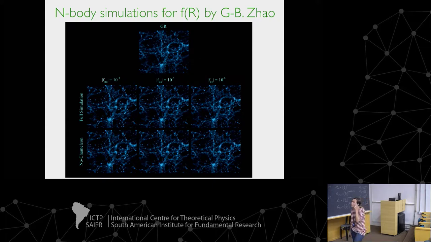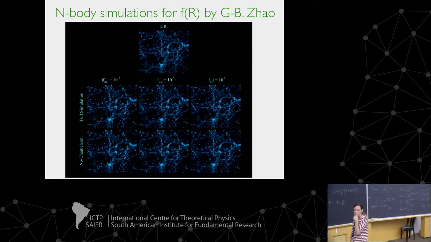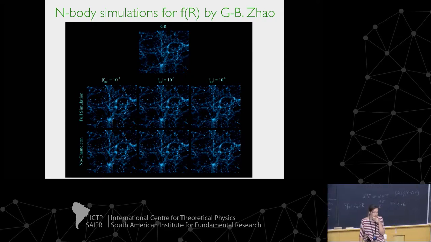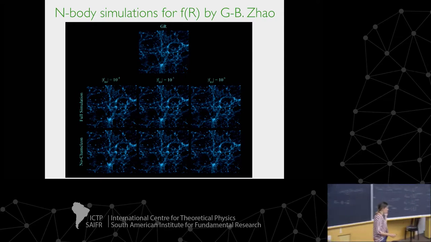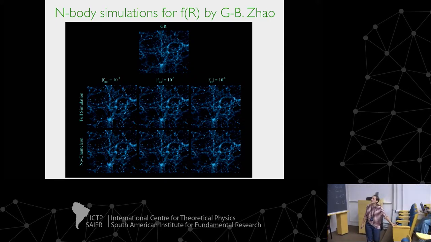There's a big group of people, and in particular here I'm showing some plots that you can find on the webpage of Gong-Bo Zhao. He's one of the main players in N-body simulations of f(R) and chameleon models more generally, and they also have some Vainshtein simulations for some Vainshtein models. There's Kazuya Koyama, Baojiu Li, and all those people that have worked on that for many years. You can go to his webpage. You find a lot of nice stuff, but also the papers.